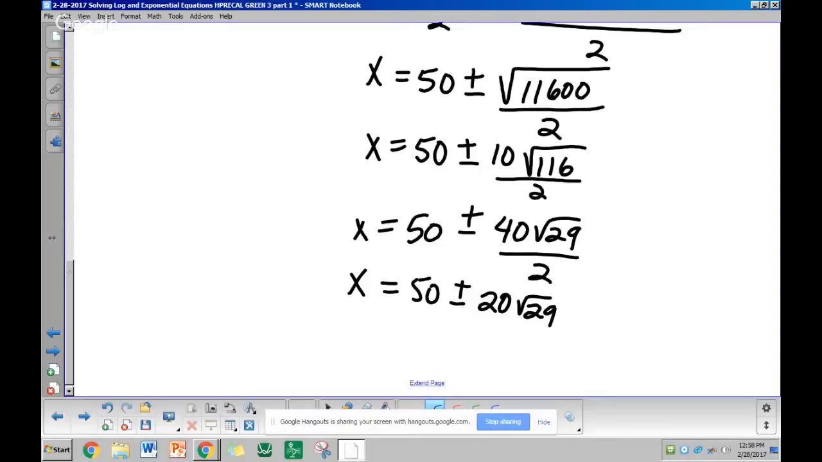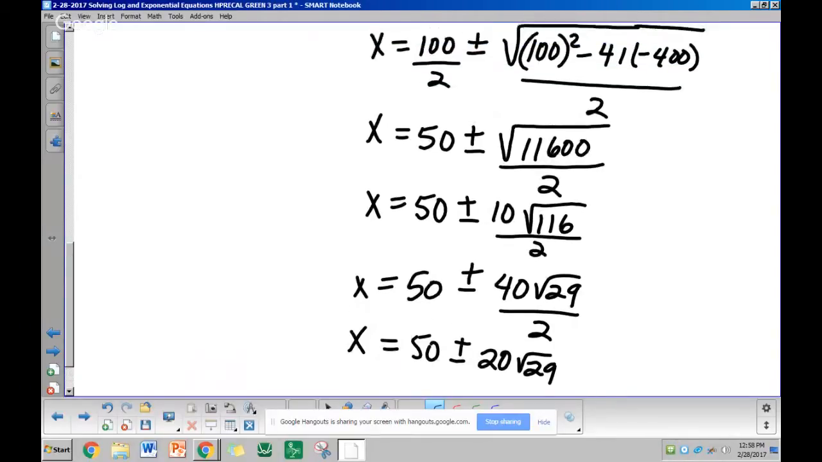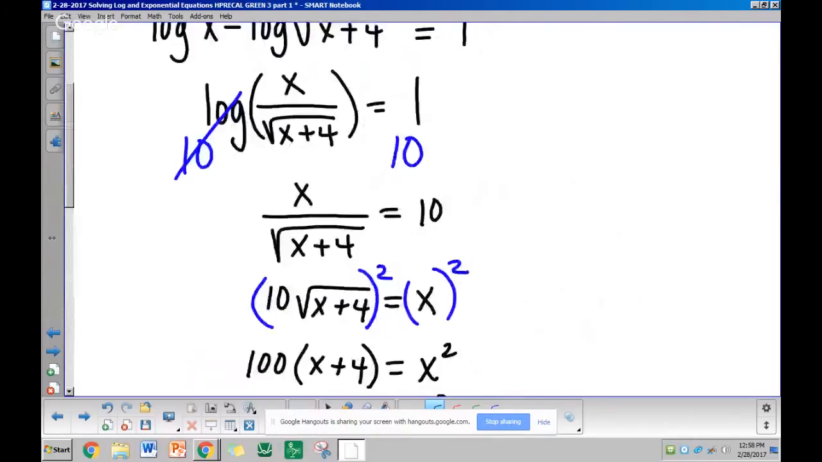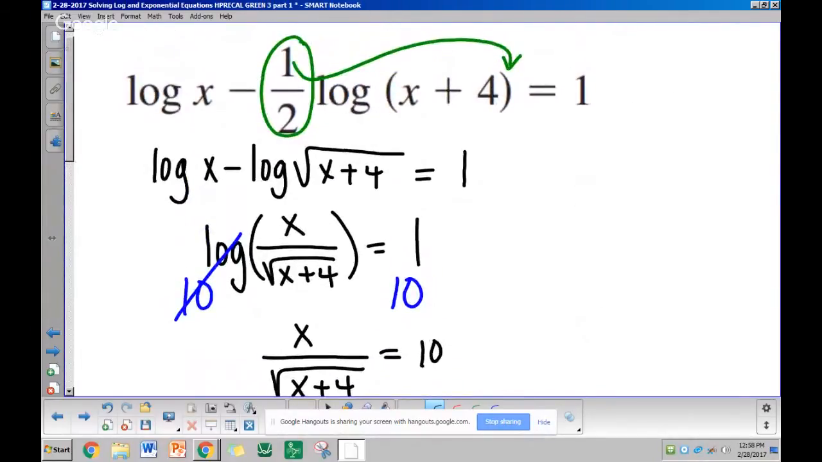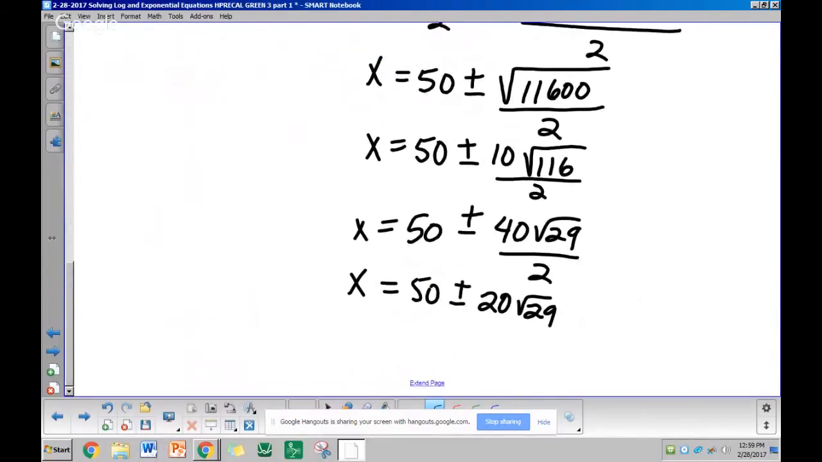Now, what we're going to do with this? Make sure we go back to the beginning. In the beginning, there was an equation. Okay, so it has to be positive. Is 20 times root 29 bigger than 50? Yeah. It is. So we have an extraneous solution, don't we? x equals 50 plus 20 root 29 is the only answer.